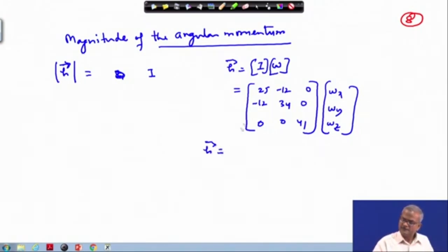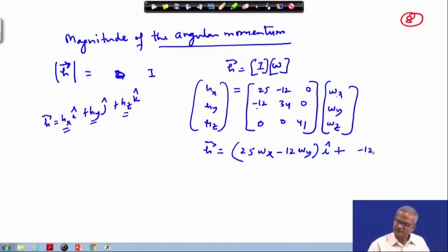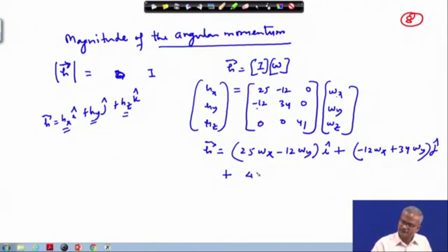According to this scheme, h in the vector notation you can write like this: 25 times omega x minus 12 times omega y, and this will be along the i cap direction. Here this is your h x component, h y component, and this is the h z component. So, your h is nothing but h x i cap, h y j cap and h z k cap. Just insert these values here. So, h y becomes minus 12 times omega x plus 34 omega y, and this is j cap, plus 0, 0, 41 omega z.